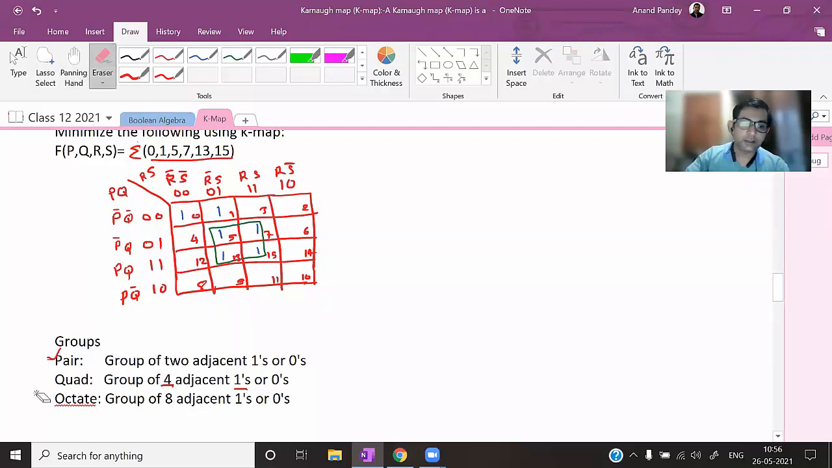Now, after drawing the quad, you can see 2 ones are still left. We try to cover all the zeros and ones. So here, after making the square, 2 ones are left. Can you see any other 2 ones with these that can form a quad? No, sir. So here we have to draw a pair. So we'll draw the pair like this.